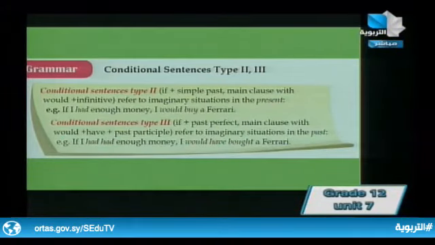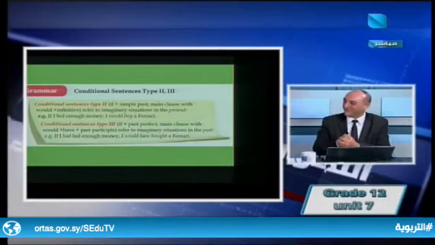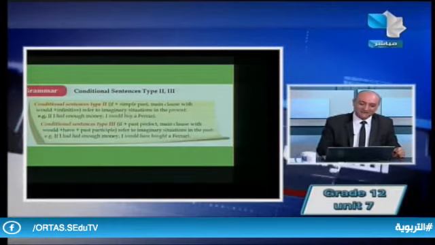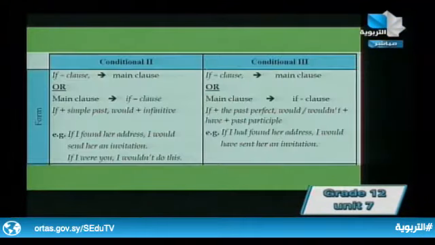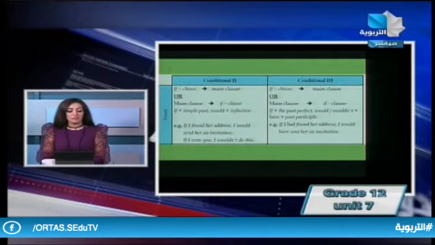Conditional sentences type 3, let me give you an example. If my mother were here, I would kiss her hand. But she isn't here. So we hope that it would be. So, conditional sentences type 3: if plus past perfect, we have the main clause with would plus have plus past participle.